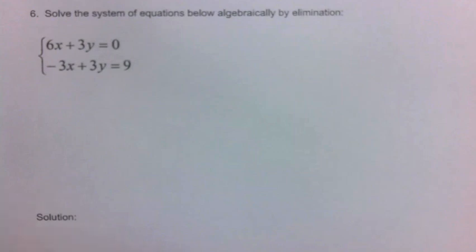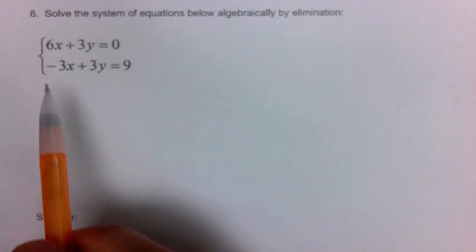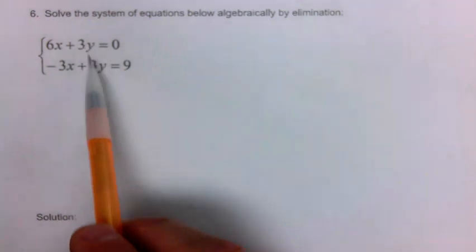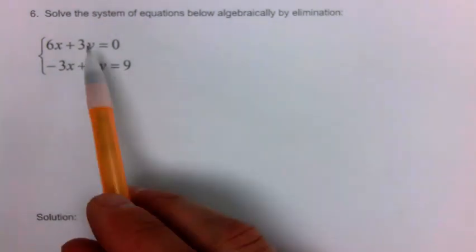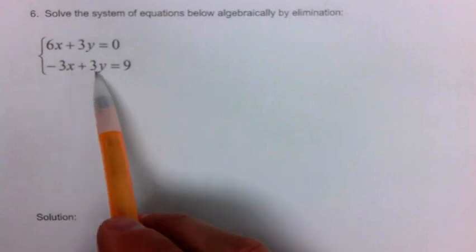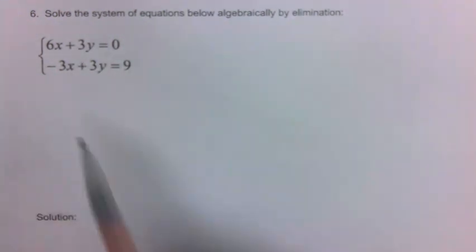The next system says 6x plus 3y is 0, and negative 3x plus 3y equals 9. Once again, we don't have opposites at the moment, so I'm going to try to create opposites. And again, I can either do that with the x's or with the y's. It doesn't really matter here. So let's do it with the y's this time. Since 3y and 3y are exactly the same, I'm going to change one of them into a negative 3y.